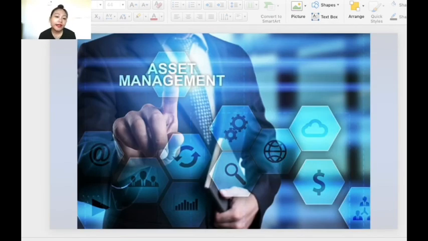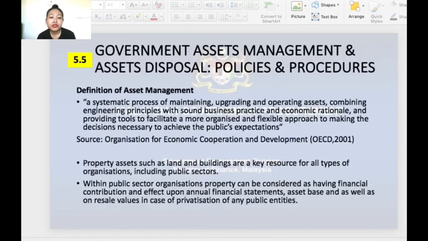Okay guys, we have come to the last topic of the day, which is the asset management of government. So 5.5, government assets management and assets disposal, policies and also procedures. So the definition of asset management, this is all very straightforward, yeah, it's very easy for you.